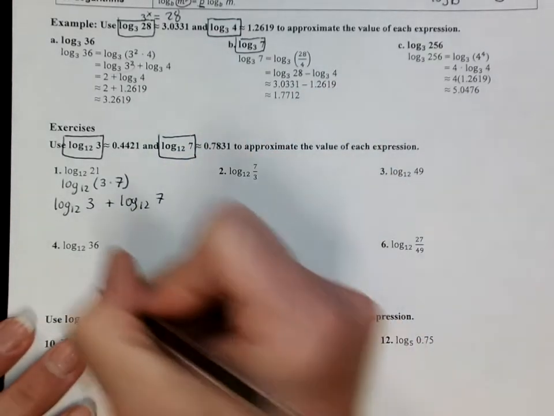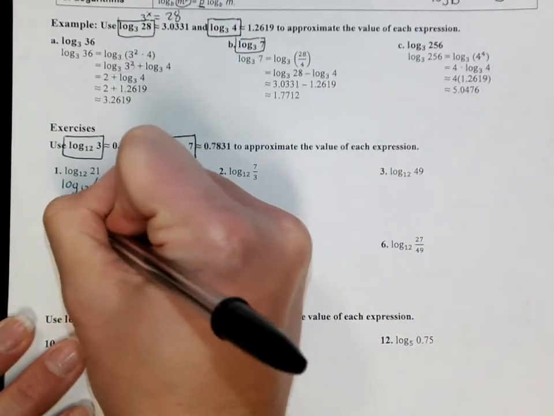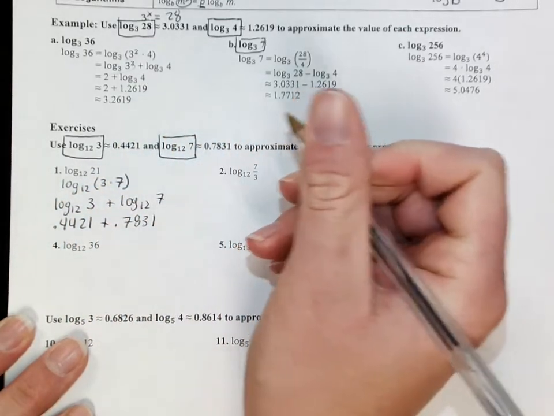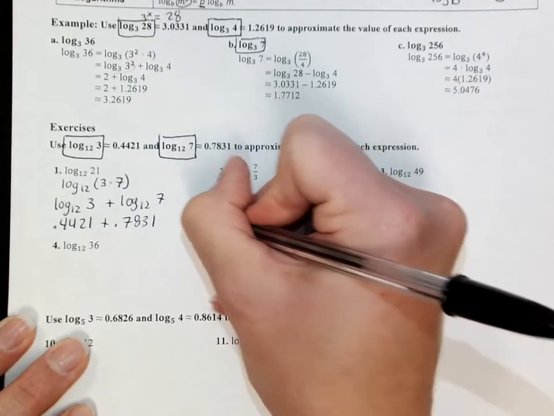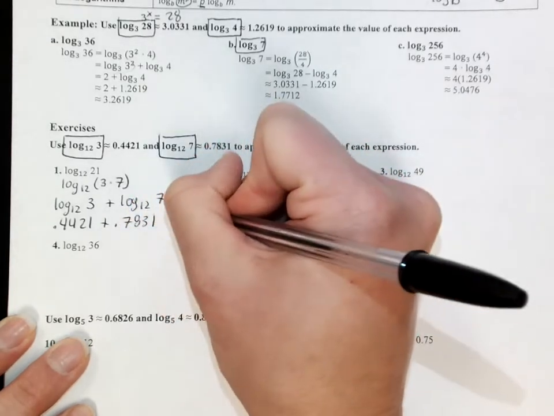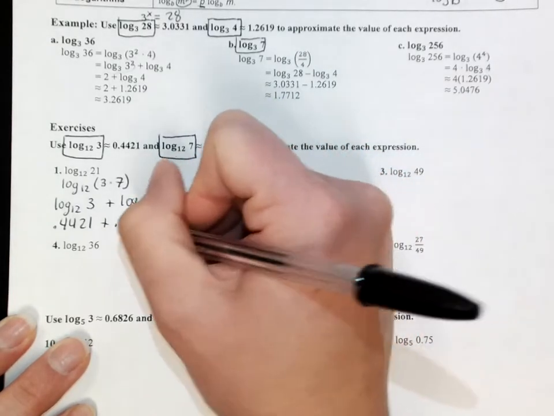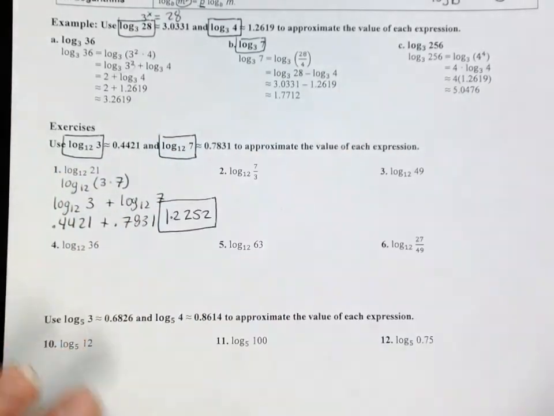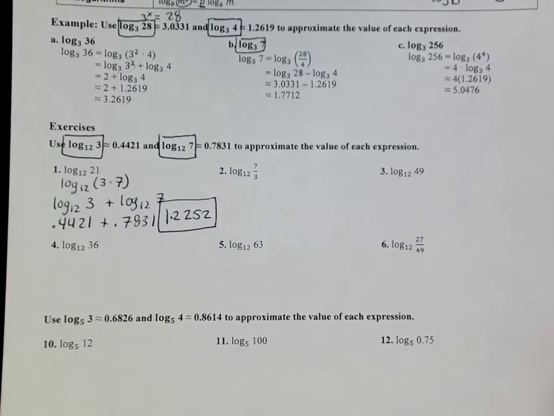In this case, that's 0.4421 plus 0.7831. When you add those up, that's going to be 1.2252. I was just a hero and did that without a calculator because I know on your test you're not going to get to use one, okay?